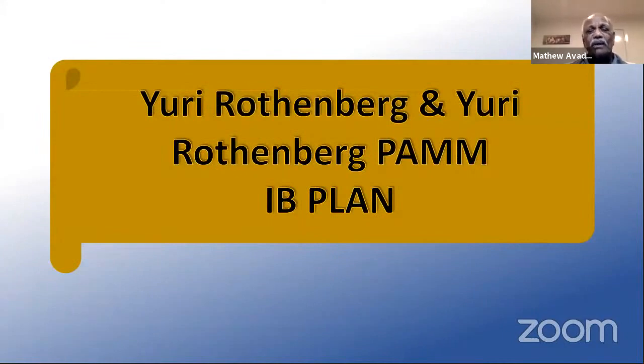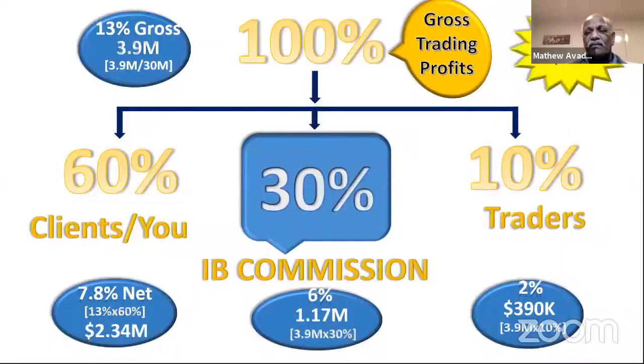So as I said, I'm going to use the Yuri, Rothenberg, and Yuri PAM IB plan here for the example. This is the first screen. You can see the numbers I'm using are based on the average of the 26 cycles they have done. So what we've done is add all the 26 cycles up to the last cycle, and then we've taken an average of the performance. If you look at the 60% here, the average return over the 26 cycles was 13%. And when you take 60% of that, it was 7.8% net.